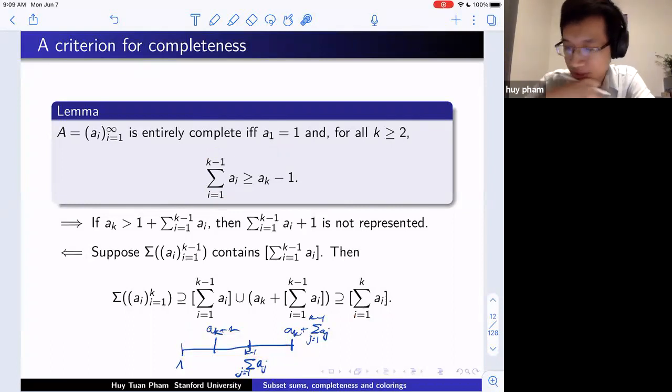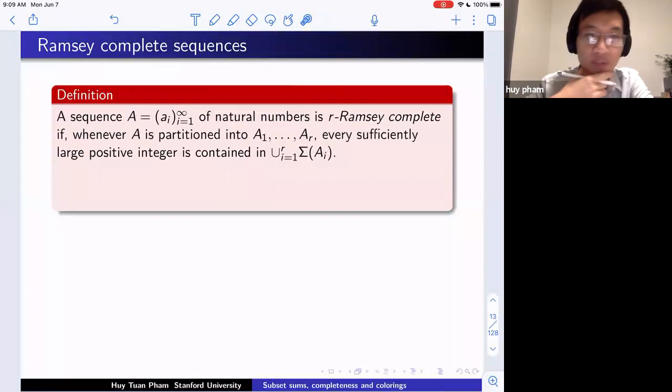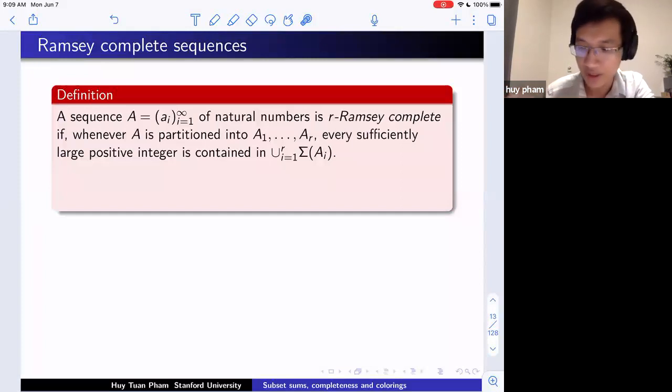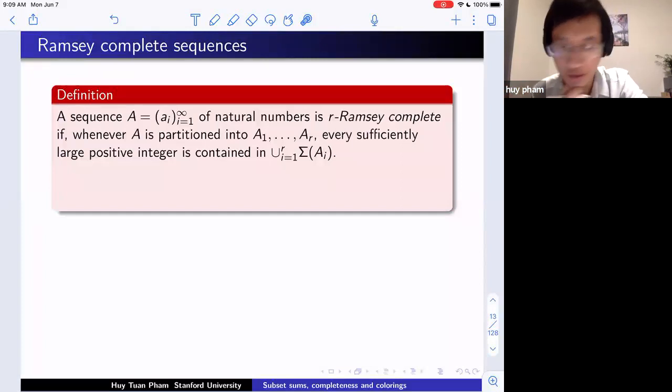Okay, so in some sense, entire completeness is a simple property to verify, but we'll be interested in a different notion, a robust notion of completeness. As we saw previously, if we take a complete sequence, for example, the sequence of powers of 2, it can be quite sparse in the sense that there are only about log n terms of the sequence that are smaller than n. However, it's very fragile in the sense that if we remove any one term, then it will immediately lose its ability to represent large positive integers. So we want a robust notion of that.